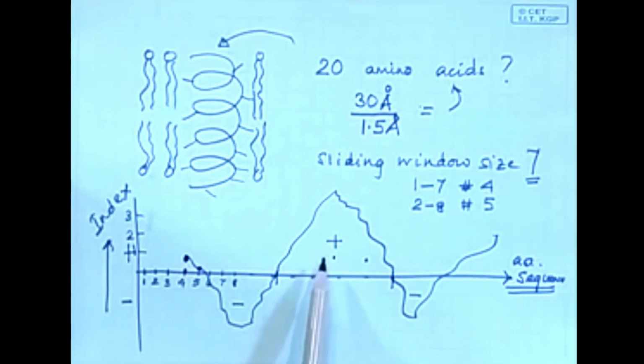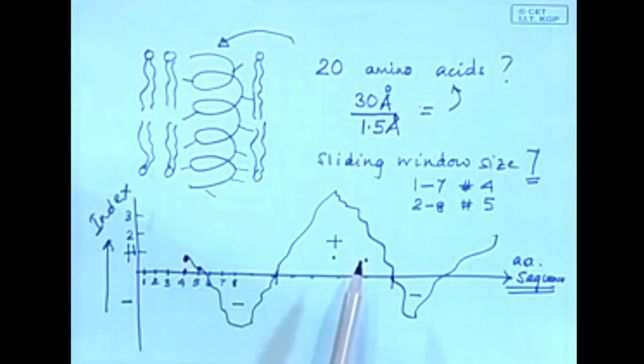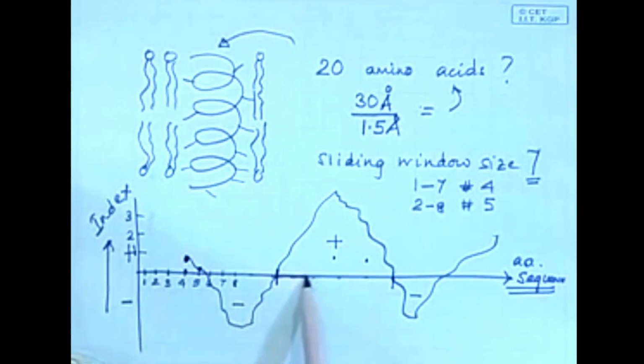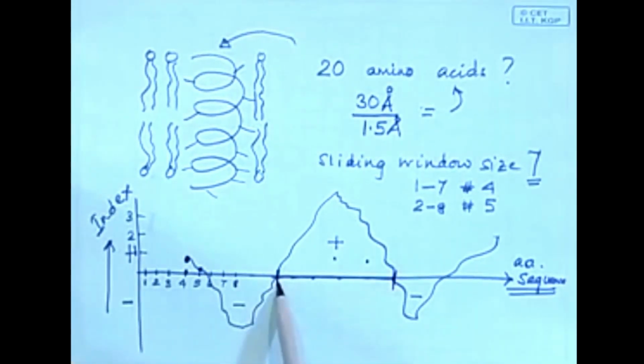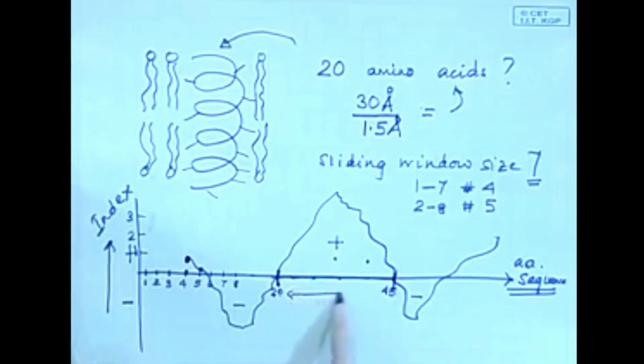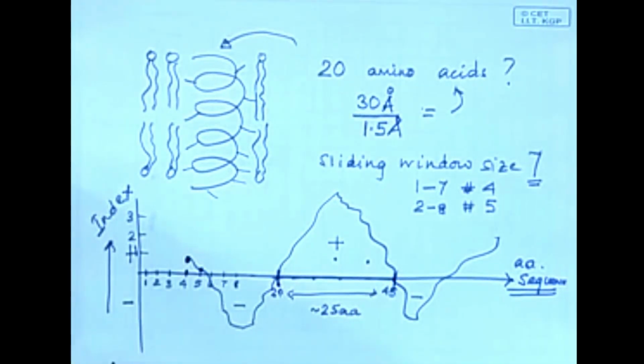But usually when we do these hydropathy plots, they are mainly done for membranes, because it tells you that this region is probably spanning the membrane. Why? Because if my residues are from approximately number 20 to number 45 here, what is my stretch of amino acids? I have approximately 25 amino acids that are hydrophobic in nature, and I know that this is a membrane protein.